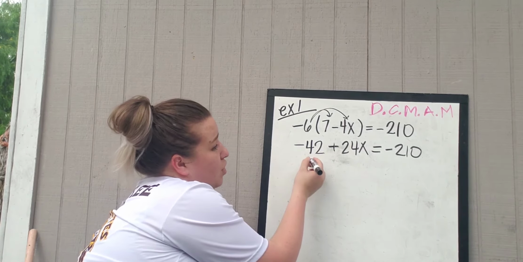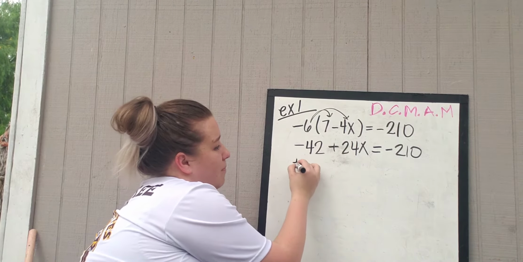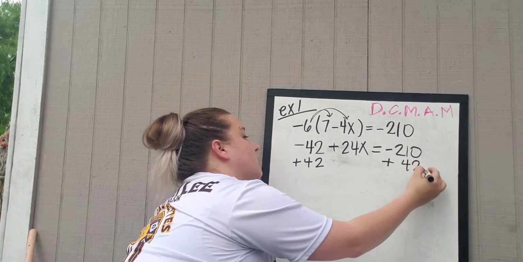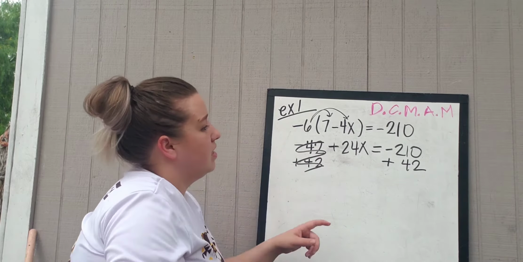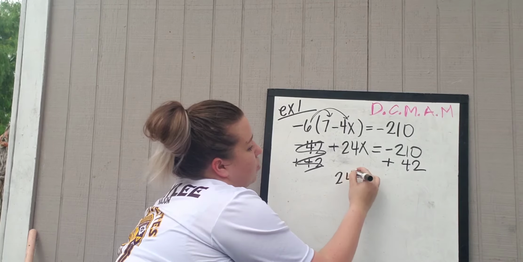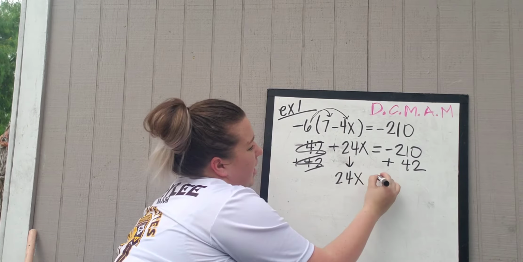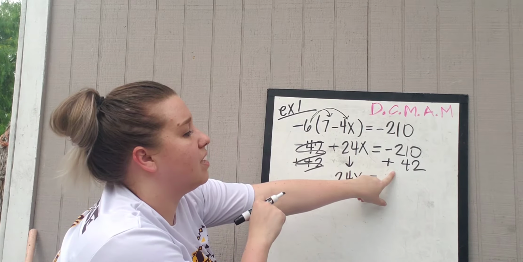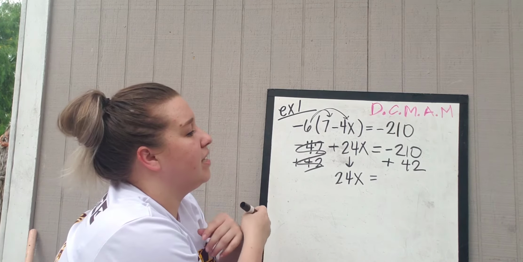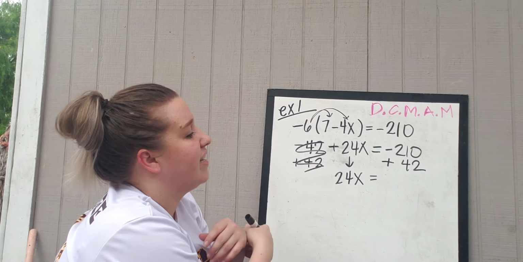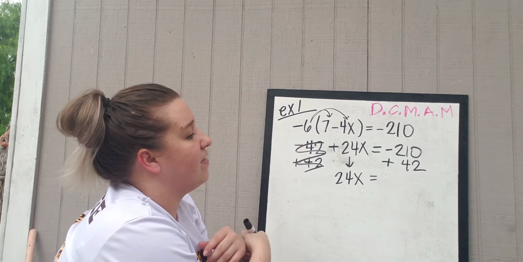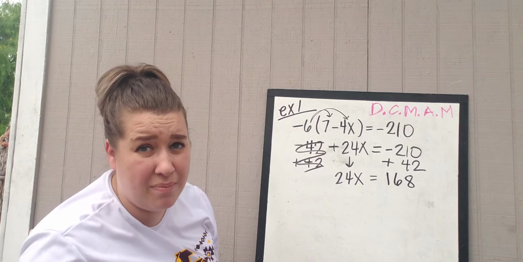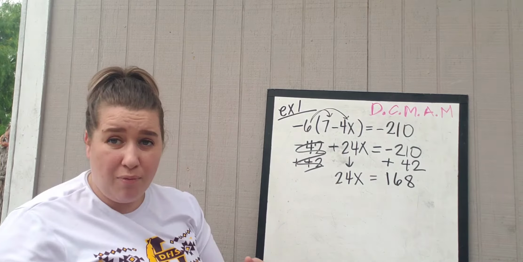We're going to get rid of -42 by making it positive 42. Positive 42, that goes away. Our 24x is going to drop. And on this side, we've got to do the math. I didn't do the math. So it's going to be 168. I didn't write down the math. I thought I could wing it.